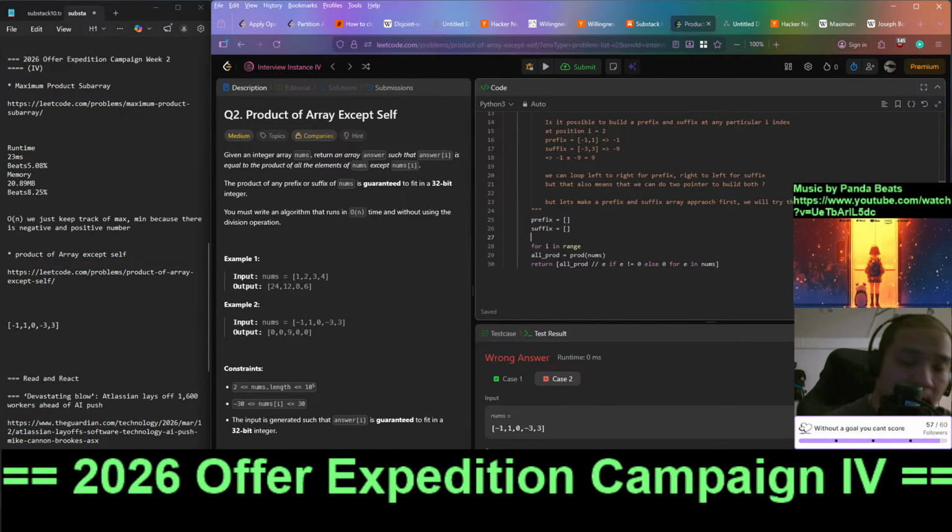So we have, in range of length nums, right? So we look left to right and right to left, one for suffix and one for prefix.